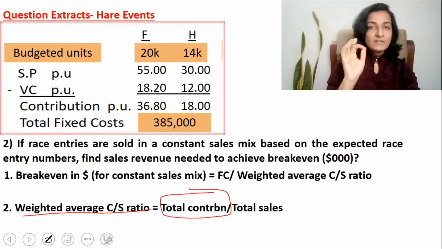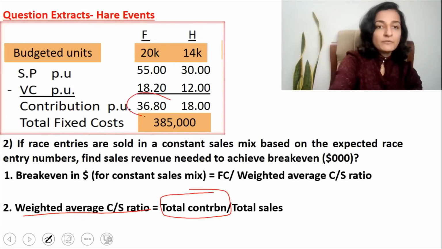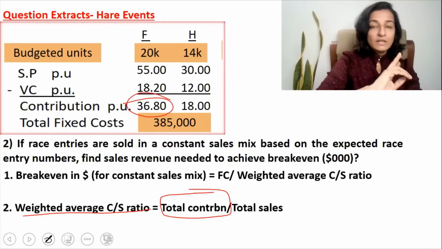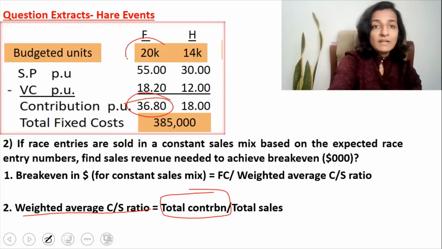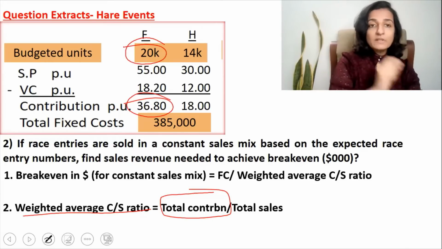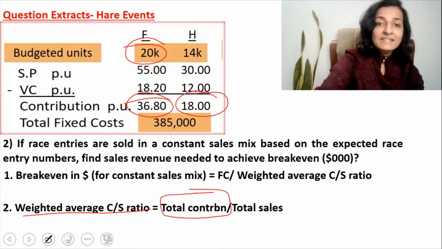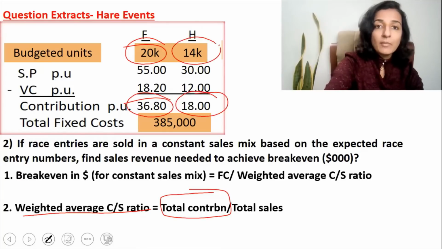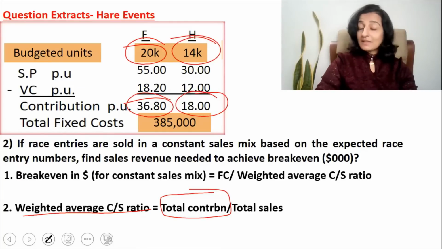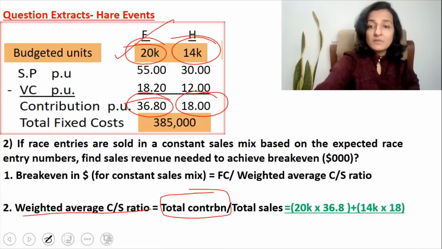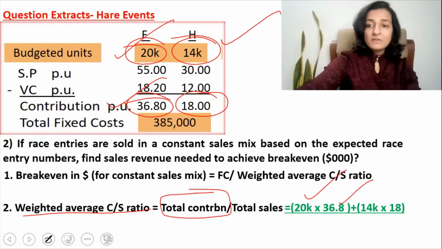We've got two products and the contribution per unit of full marathon is 36.8. To get the total contribution, multiply it with the number of units. So it is 36.8 multiplied by 20,000. That's the contribution for the full marathon. And for the half marathon it is $18 per unit multiplied by 14,000 units. So that comes in the numerator. It is 20,000 units multiplied by 36.8 plus 14,000 units multiplied by 18.